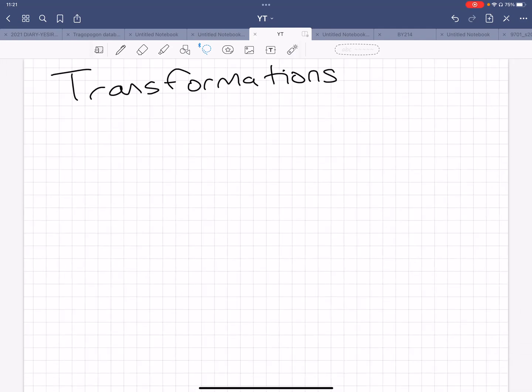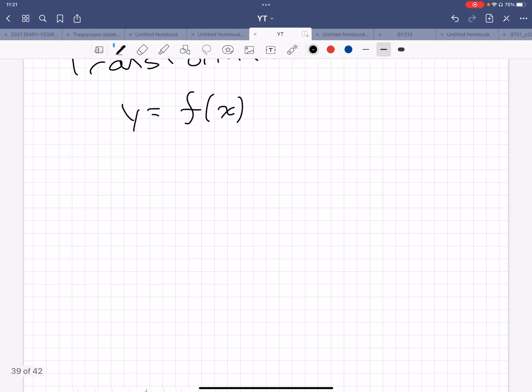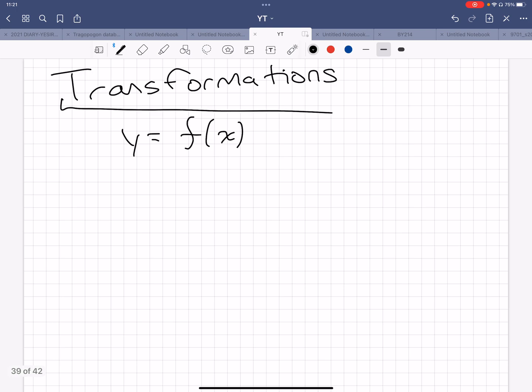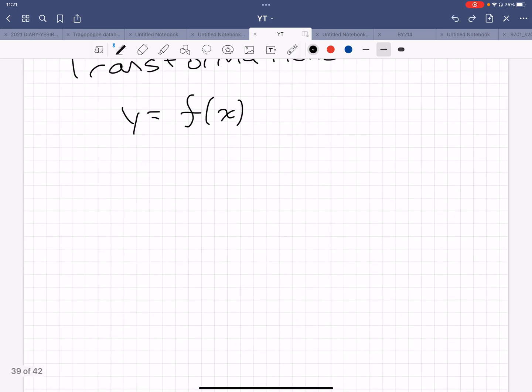Hello, this is AICE Math, transformations. So basically we can have a function y equals f of x, and that's how we can define a function. Well, transformations basically say, hey, we can change this function, so like we could do a translation, a rotation, a reflection, or dilation. However, in AICE Math, reflections and rotations really aren't tested, so we'll only look at translations and dilations.